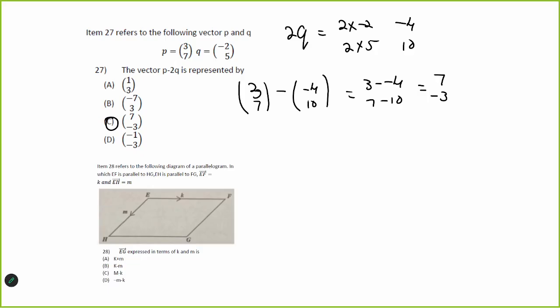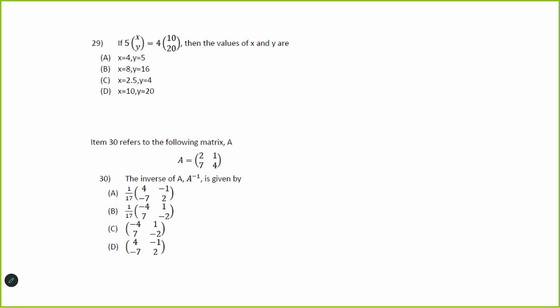Item 28 refers to the following diagram of parallelograms in which EF is parallel to, we did this question just now, and I believe the answer was K plus M. So you're going to know EH is M. You want EG. So you're going from E to H, H to G. We know this as well is K, so it'll be M plus K or K plus M, it's the same thing, right? Then this question we just now did, we said that 5x is equal to 40 and 5y is equal to 80. So x is 8 while y is 16.